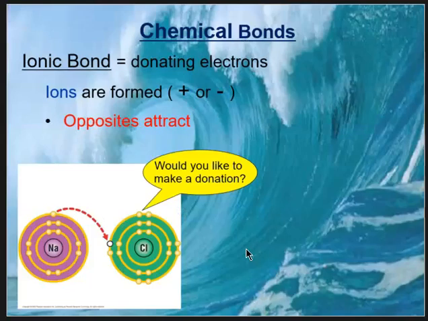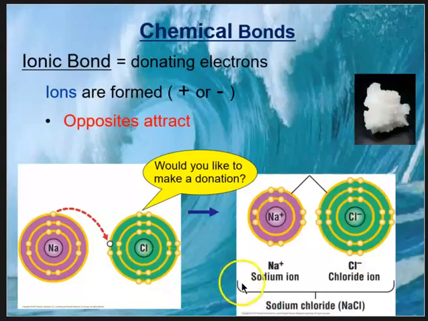The second type of bond that we discussed is the ionic bond. With an ionic bond, electrons are donated from one atom to another, and that creates ions, which are positively or negatively charged. Here we have sodium, whose element symbol is Na, and over here we have chlorine, whose element symbol is Cl. Sodium donates an electron to chlorine, which makes sodium positively charged and chlorine negatively charged, and this bonds them together.